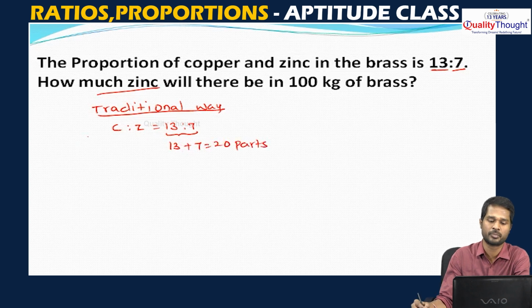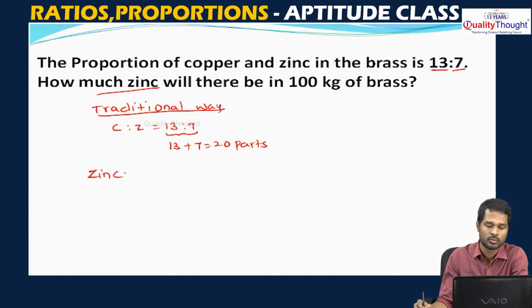13 plus 7 is 20 parts. So in this, what he is asking, how much zinc will be there in 100 kgs of brass? That means copper is 13 parts and zinc is 7 parts. So we need zinc. So zinc is 7 parts out of 20 parts from a total of 100 kgs.